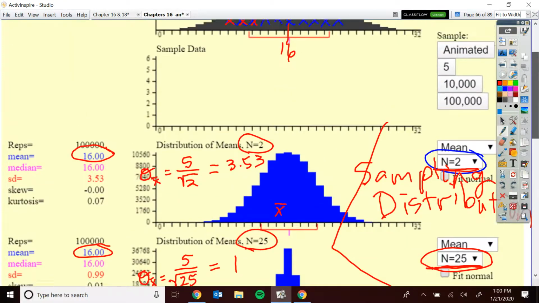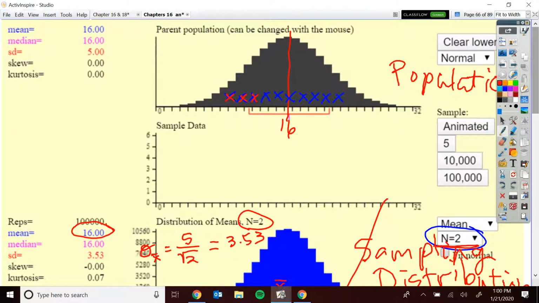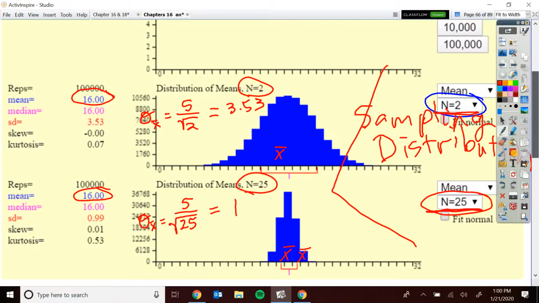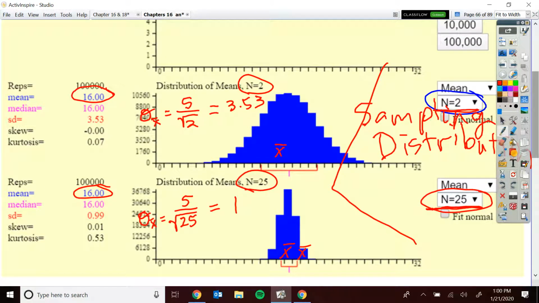All right, I think you got that. Let's do a specific example. Okay, look here. The population standard deviation is 5. See the symbol I used for that? Population standard deviation is 5. Now, this first sampling distribution, see, I have a little X bar right there because it's the sampling distribution standard deviation. It is the population 5 divided by the square root of 2. And that's smaller. That's 3.53.